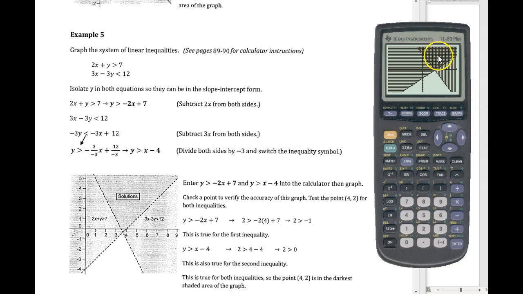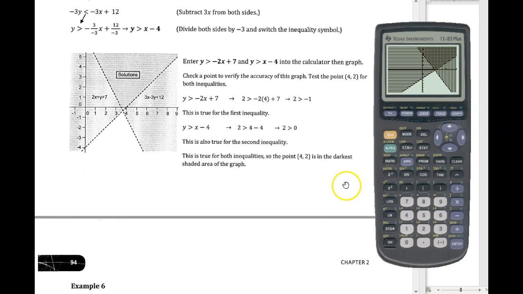Then you can use a test point to check the accuracy of the graph. The test point we're going to use is (4, 2). And you can use any point as long as it's not on one of your lines. So if we use (4, 2), that would be somewhere in here. If we plug it into both inequalities, if we plug into the first one, we'd end up with 2 is greater than negative 1. That's true. If we plug into the second inequality, we end up with 2 is greater than 0. That is true as well. So we know that this is in fact where your solutions are, this overlapping shaded region.